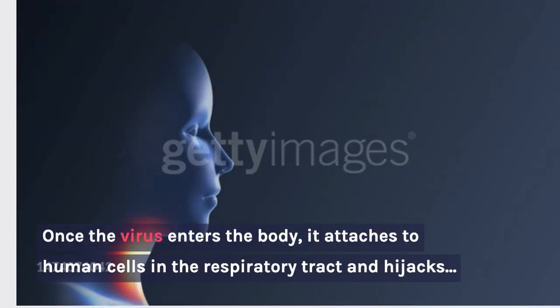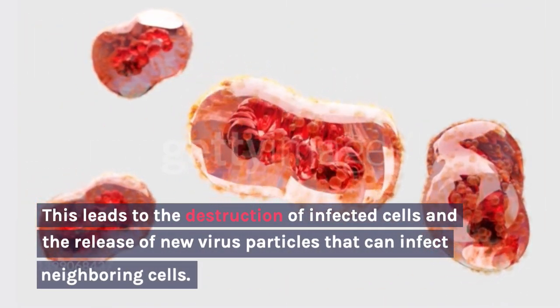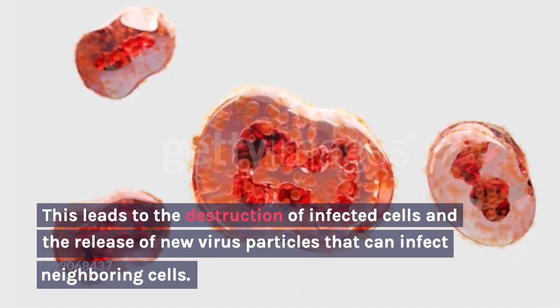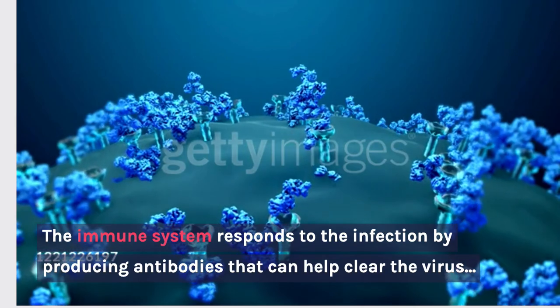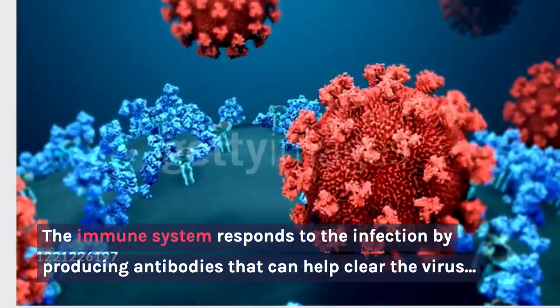Once the virus enters the body, it attaches to human cells in the respiratory tract and hijacks the cell's machinery to replicate itself. This leads to the destruction of infected cells and the release of new virus particles that can infect neighboring cells. The immune system responds to the infection by producing antibodies that can help clear the virus from the body.